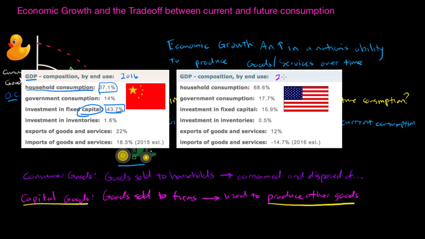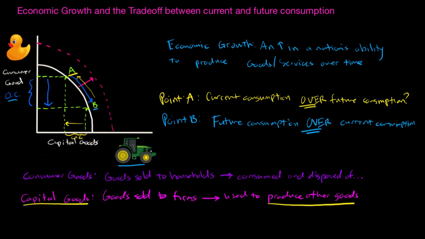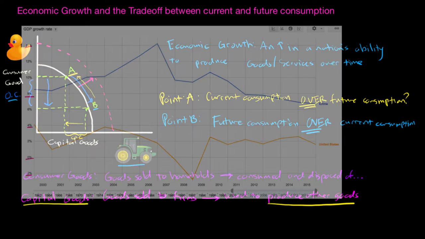Let's look over at the United States. In the United States in 2016, only 15.9% of total spending went towards capital goods. On the other hand, 68.6% of America's total spending went towards, you guessed it, household consumption. America has essentially chosen rubber duckies over tractors, or consumer goods over capital goods. So this is one data point. It's not the only thing that affects the rates of economic growth in a country. But if we look at the actual rates of economic growth since the year 2000 for China and the United States, an interesting fact emerges.